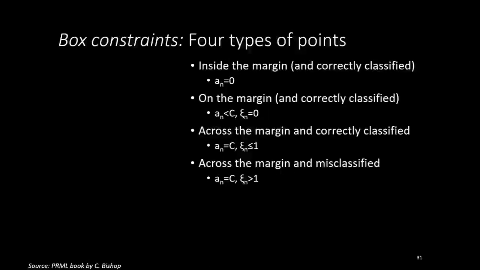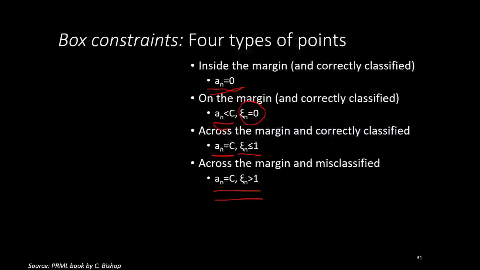So again, it's important to revise what these different types of points are for the box constraints. If alpha is equal to 0, then the points are outside the margin and they are correctly classified. If alpha is greater than 0 but less than C, and your xi variable is 0, then they are on the margin. If alpha is equal to C, and xi is less than or equal to 1, then they are correctly classified, but they are across the margin, and then these are the points that are incorrectly classified.